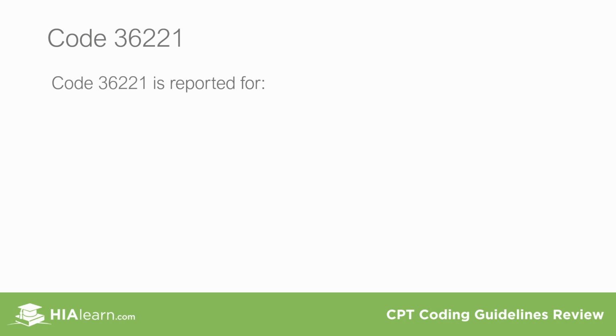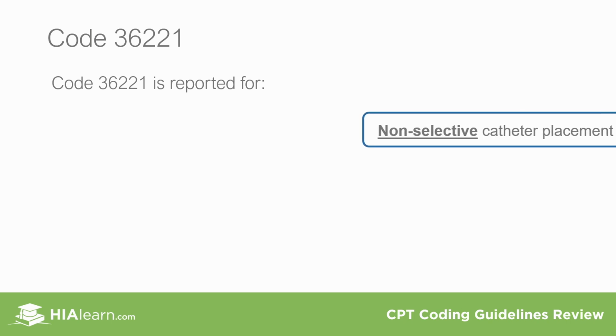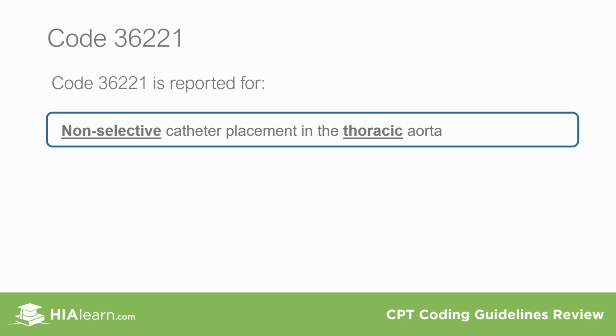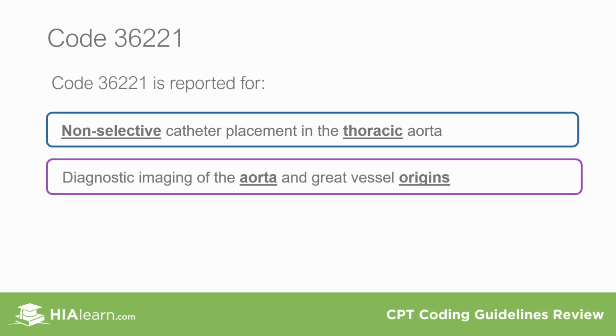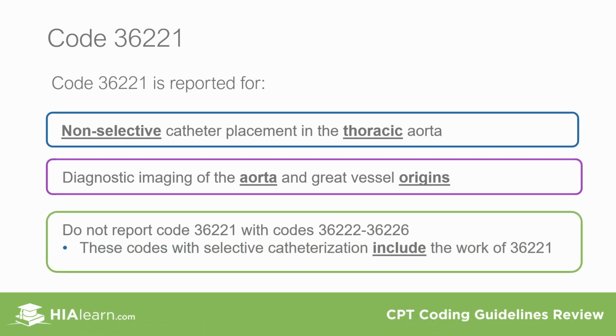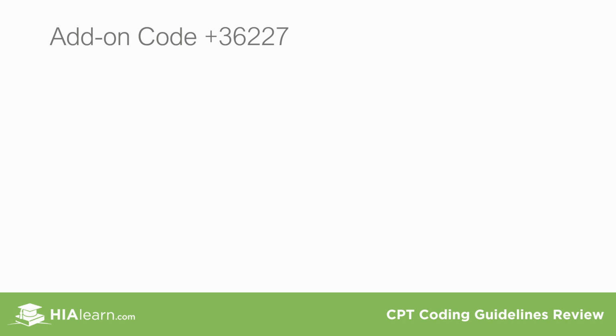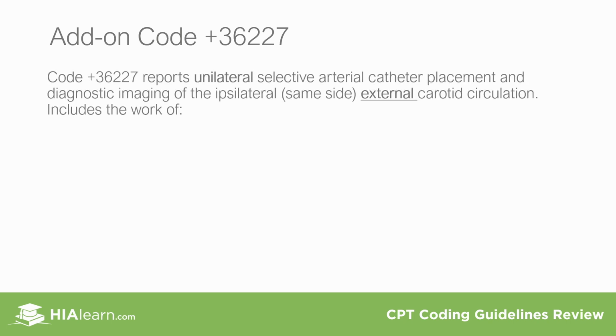Code 36221 is reported for non-selective placement of a catheter in the thoracic aorta with diagnostic imaging of the aorta and origins of the great vessels. 36221 is not reported with codes 36222 to 36226, as these codes for selective catheterization include the work of 36221 when performed. Add-on code 36227 reports unilateral selective arterial catheter placement and diagnostic imaging of the ipsilateral external carotid circulation.